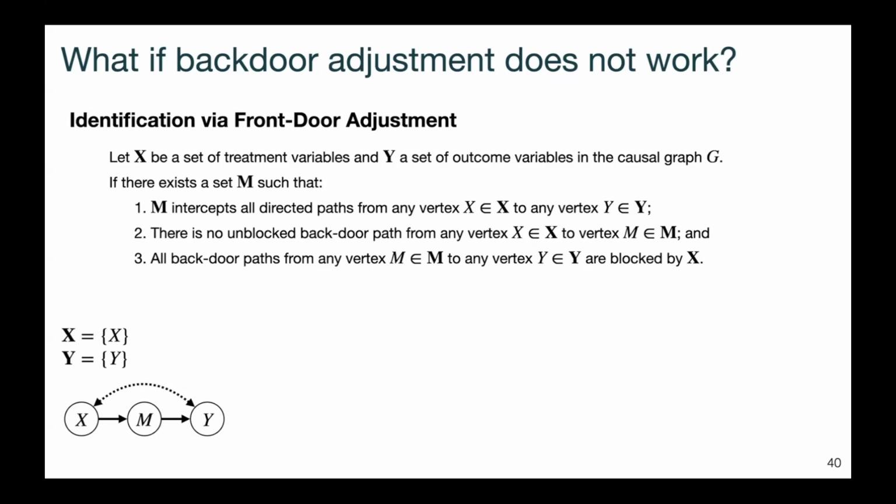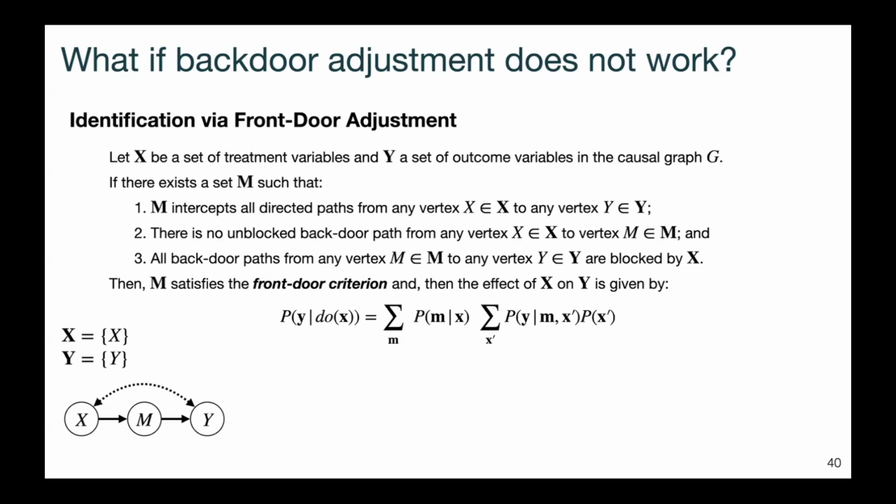So you see that the effect of M on Y has one confounding path, that's this one, but conditioning on X, I block this confounding path. So the effect of M on Y is identifiable as well. And then the expression of the effect is this one. It's basically combining the effect of X on M and the effect of M on Y. So this is the backdoor adjustment for the effect of M on Y. And then you get this other one to get the effect of X on M.